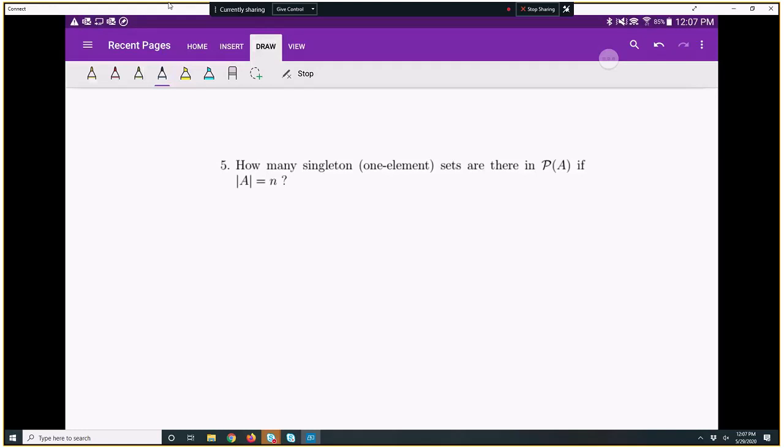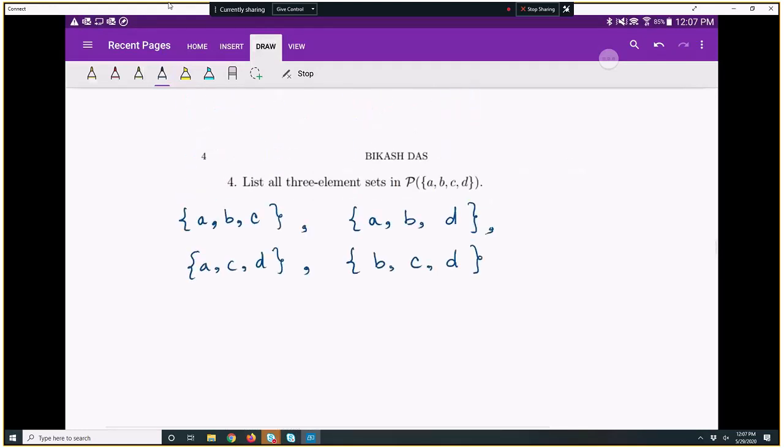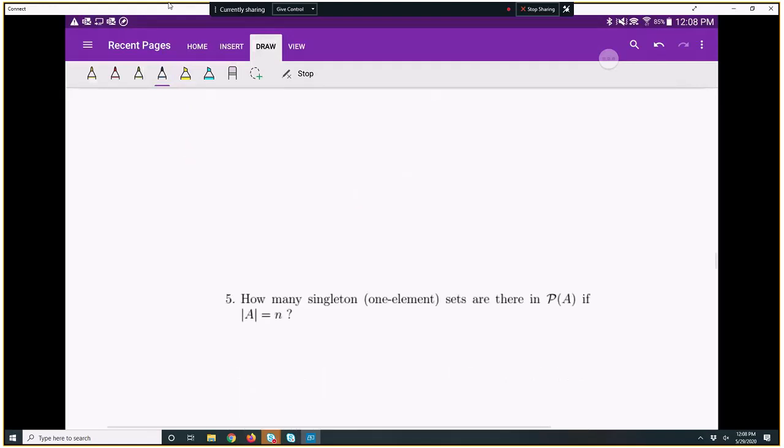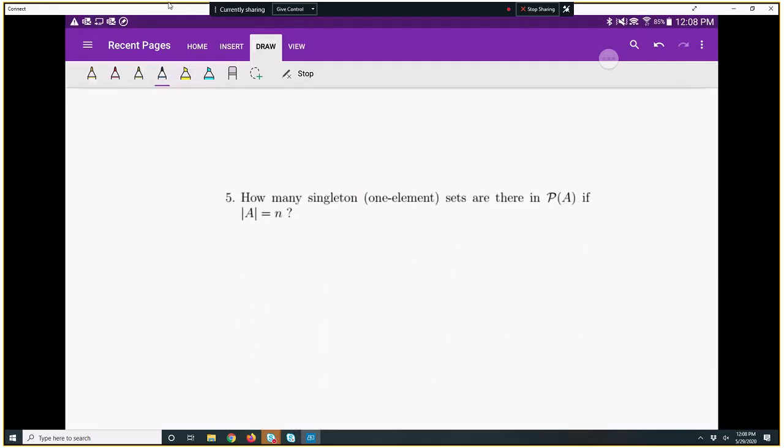Well, we can think about our example that we were working out above, the set ABCD. If I was asked, which I was not, but if I was asked to do the one element sets, then what would they be? I could have singleton A, or singleton B, or singleton C, or singleton D, right? I could have 4 different singleton sets because there are 4 different elements. And the cardinality of ABCD is 4. So the same should apply here. If we have a finite cardinality of n, then in the power set of A, there will be n singletons.